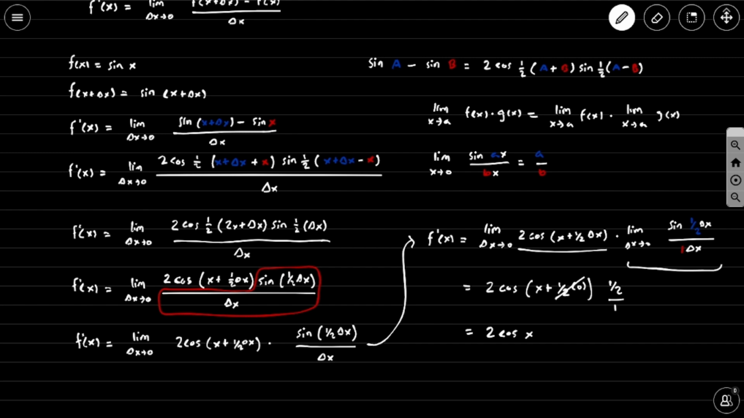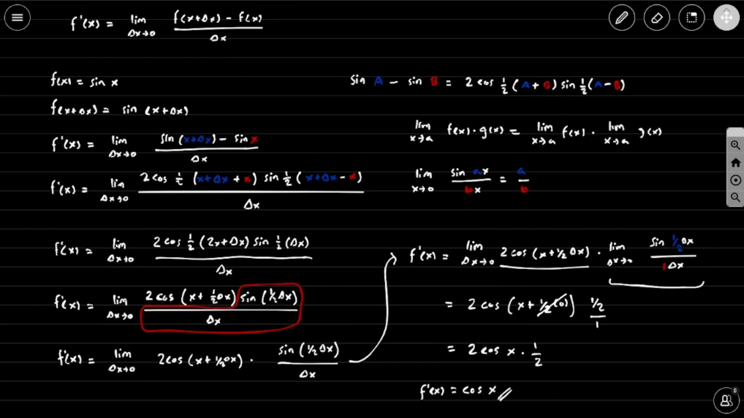So we have 2 cosine x times half. The 2 cancels out, so we have our final answer, f prime x equal to cosine x. Now we have shown that the derivative of the function sin x is cos x. I hope you guys find it helpful, and I'll see you next time.